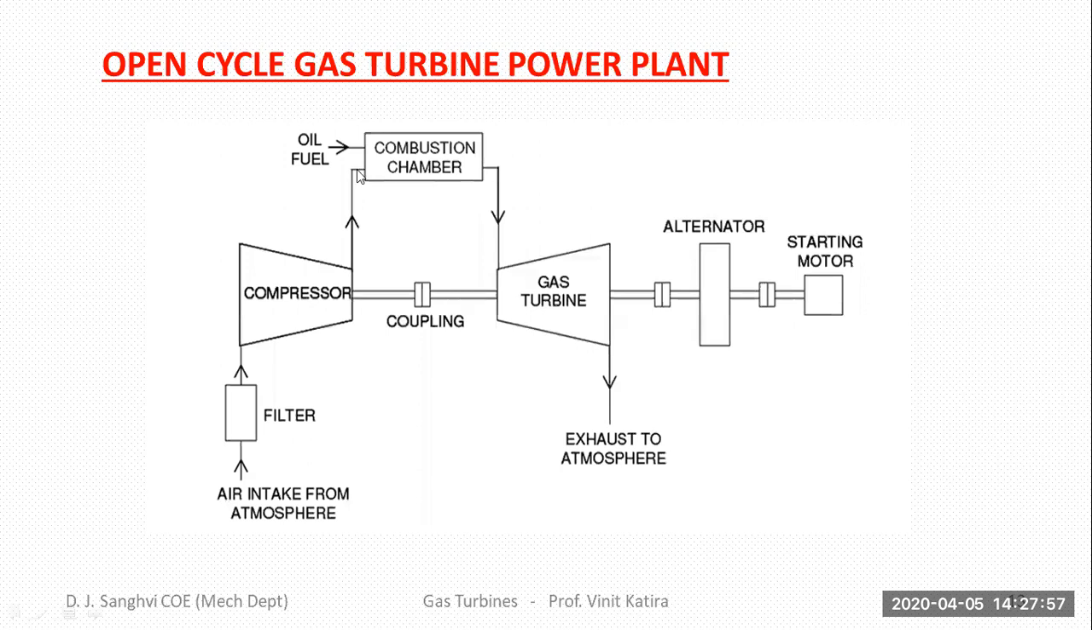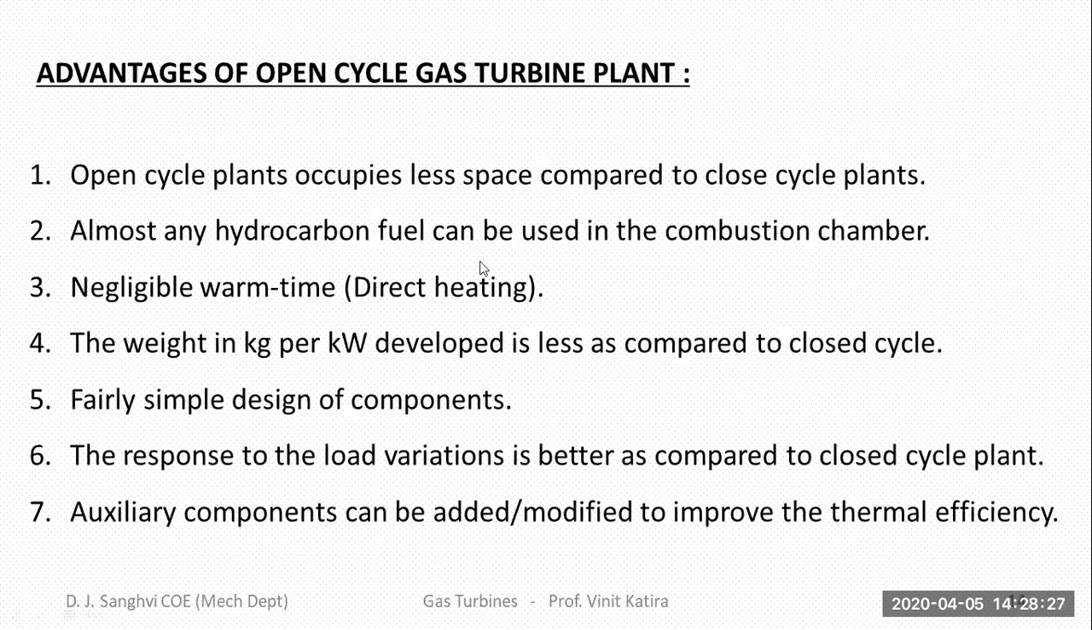Secondly, this combustion chamber can be much smaller, because previously in the closed cycle you had a heat exchanger over here. Because there is indirect heating in closed cycle power plants, the area required for heat transfer is much larger. Over here there is no such restriction, since there is direct addition of heat. The combustion chamber is also smaller, and secondly, because there is direct heating, you can easily vary the power output of the gas turbine power plants. So any hydrocarbon fuel can be used in the combustion chamber.